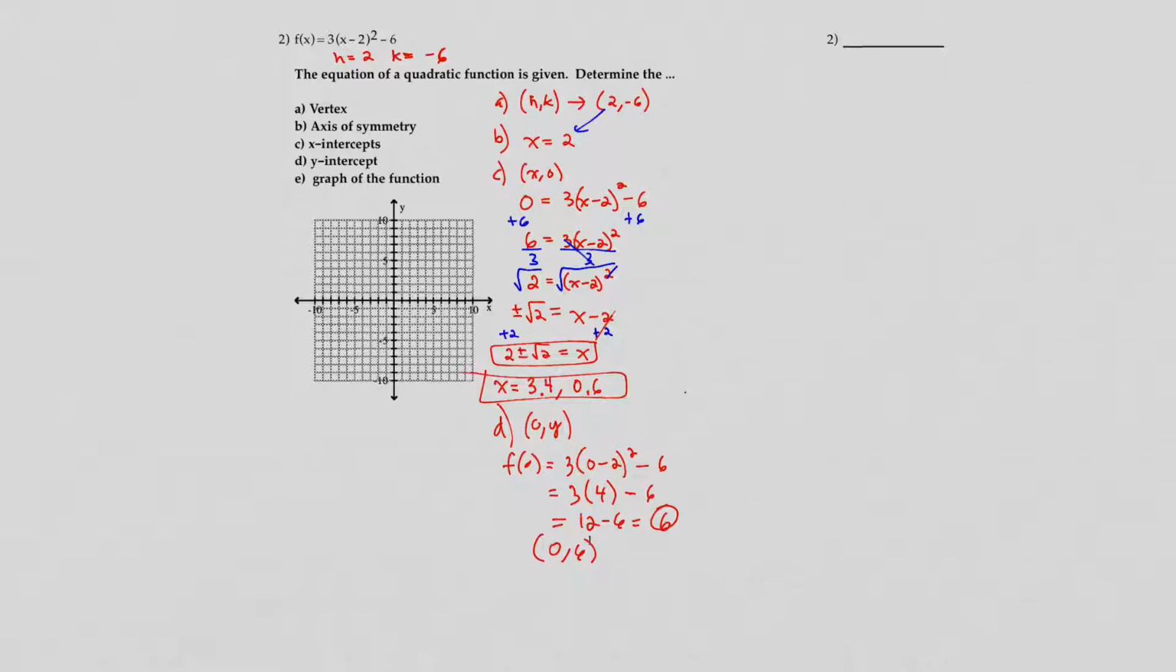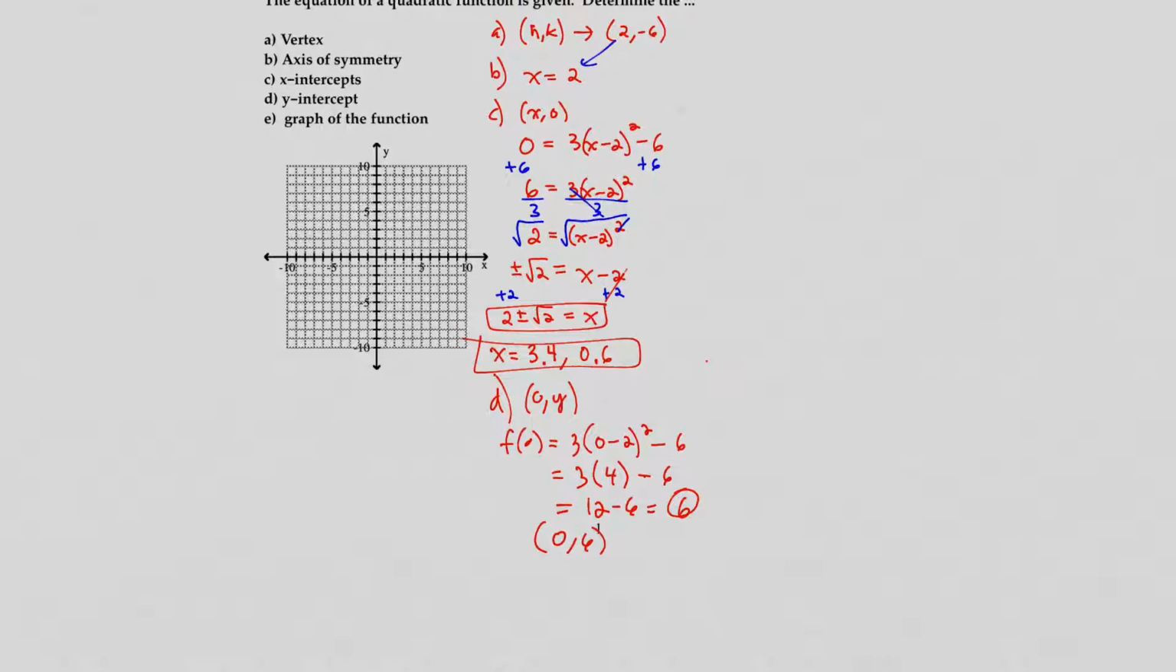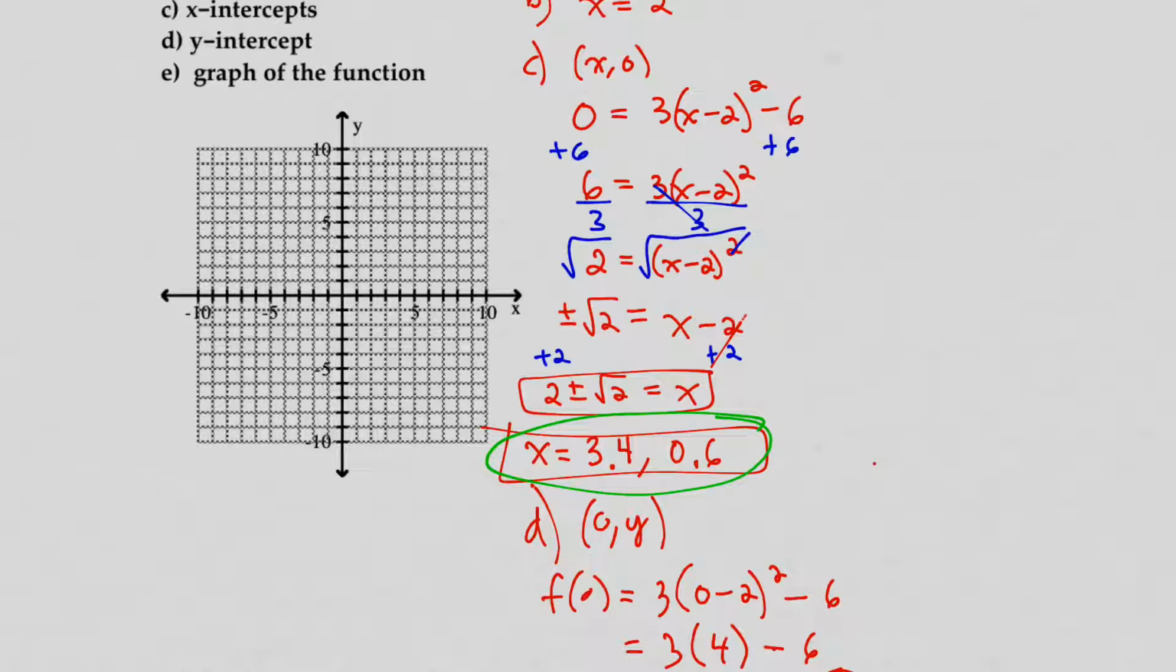Okay. So that basically gives us all the information we need. We have the vertex, that's a point. We have the axis of symmetry. We have these 2 points to plot, and this one here. So that's 4. Let's take a look, see what it gives us.